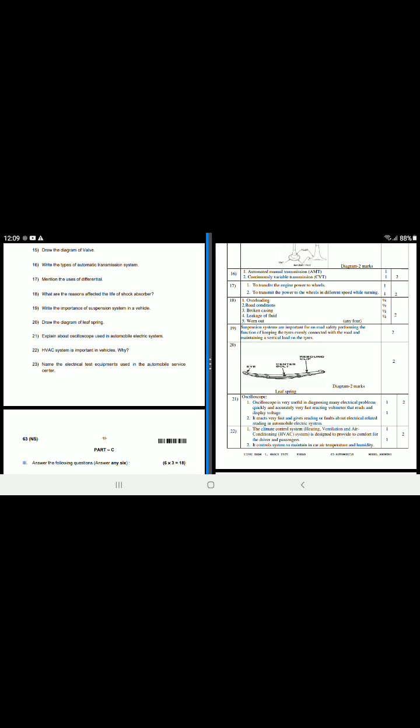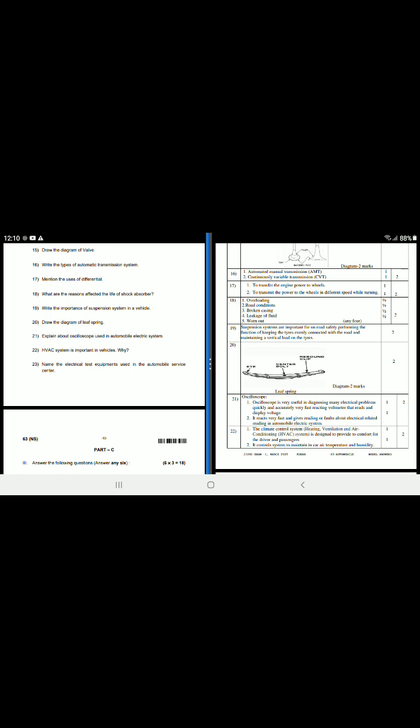In 20th question, draw the diagram of leaf spring. This is the diagram of the leaf spring that you have to draw. They will give you 2 marks if you draw this diagram. 21st question, explain about oscilloscope used in automobile electric system. The oscilloscope is very useful in diagnosing many electrical problems quickly and accurately. It is a very fast reacting voltmeter that reads and displays voltage. It reacts very fast and gives readings or faults about electrical related readings in automobile electric system.